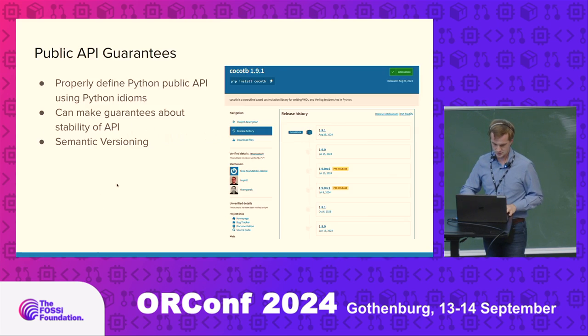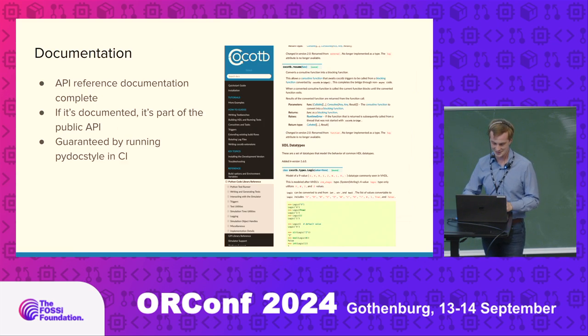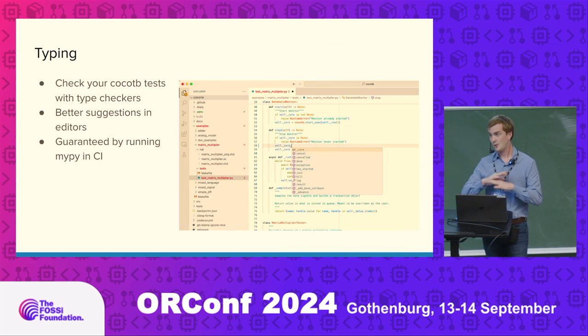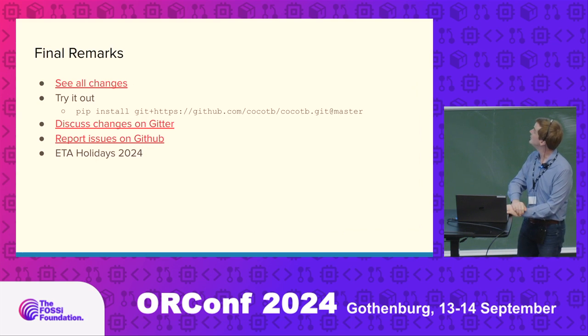All right, and there's just a handful of other changes. Now that we're refining the public API, we can make some more guarantees about that API and the stability of it. So these numbers will actually mean something now with semantic versioning. Documentation is going to be improved. Everything that is public is going to be documented, and we're going to be guaranteeing that by running PyDocStyle in CI. And typing: everything is going to be typed now, and you're going to be able to get better suggestions in your editors. You can run typing against your own projects, and that's all going to be guaranteed by running MyPy in CI.